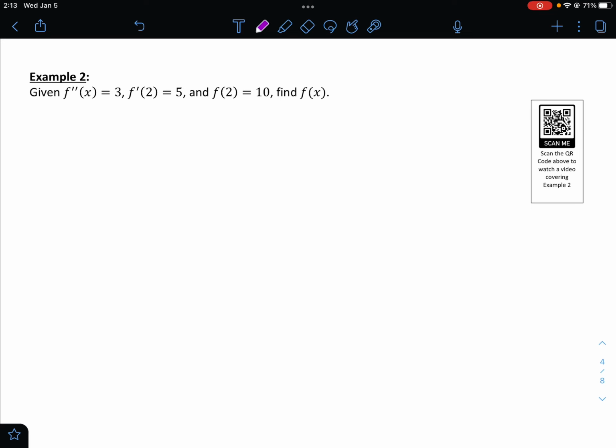Example 2. Given that f double prime of x equals 3, f prime of 2 equals 5, and f of 2 equals 10, find f of x. Okay, so basically this is going to be a double integral problem. We know that f double prime of x equals 3. So if we were going to take the integral of both sides of that problem, well, the antiderivative of f double prime is just f prime. The antiderivative of 3 is 3x, but don't forget the plus c.